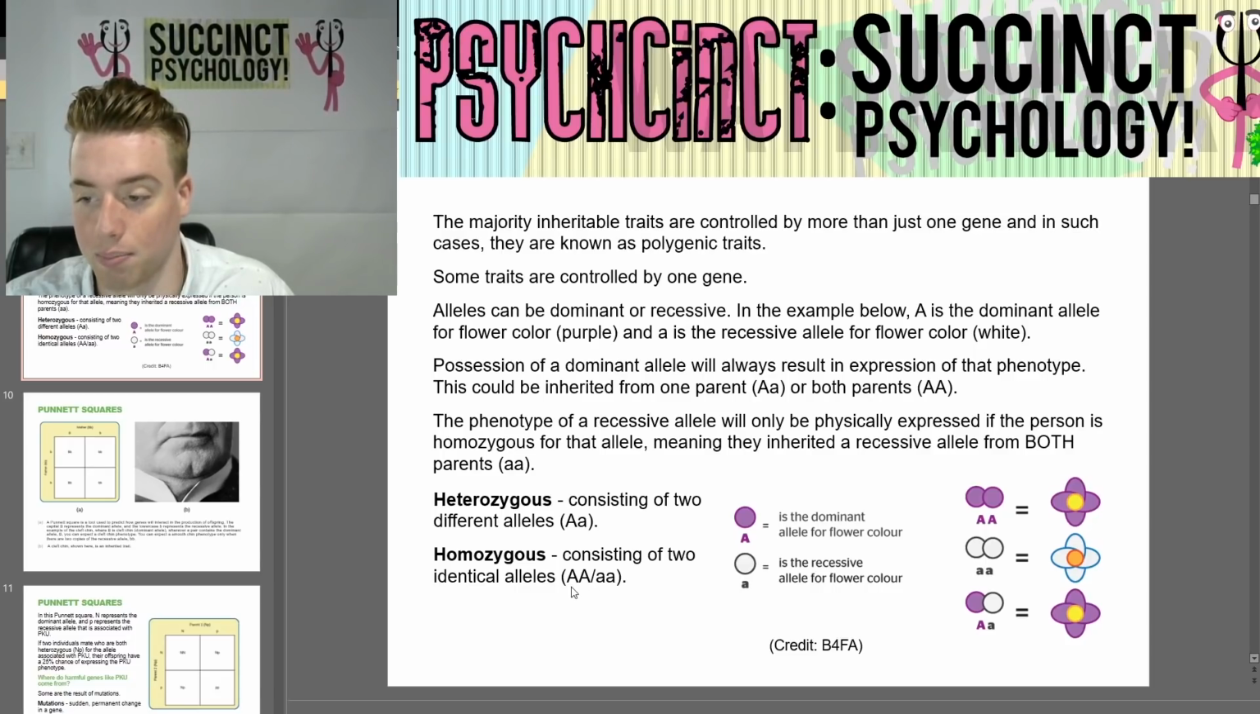So heterozygous is consisting of two different alleles, so dominant and recessive, and homozygous is consisting of two identical alleles, so both dominant or both recessive. And so here we have a nice picture breaking that down, making it more digestible. So A, the dominant allele, is for the color purple in the flower, while the recessive allele, lowercase a, is the allele for the white color. So if you have the two dominant alleles, you're going to get a purple flower. But if you have two of the recessive alleles, you'll get a white flower. But if you have a dominant and a recessive, it's going to be the dominant allele color, which is purple.